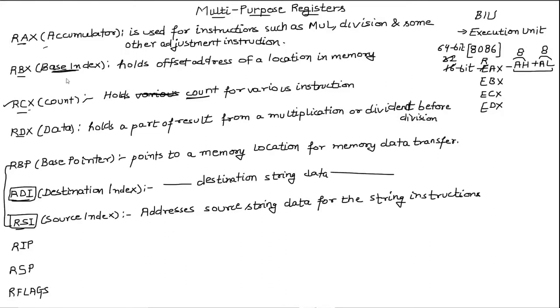So these are the multipurpose registers: RAX, RBX, RCX, RDX, RBP, RDI, RSI, out of which these two are used for the string instructions, which we will study briefly. Now let's come to these three registers. These three are the last registers. These three registers are not the multipurpose registers. These are known as the special purpose registers.